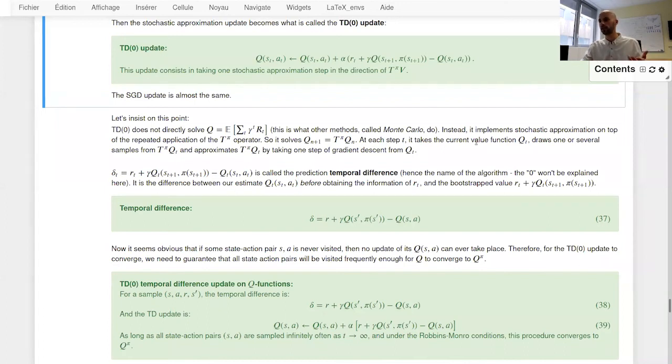At each time step t, it takes the current value function Q_t, draws one or several samples from T pi Q_t, and approximates T pi of Q_t by taking one step of gradient descent or one step of stochastic approximation from Q_t. This is something I really insist on, because this is what makes temporal difference methods powerful. The difference between R_t plus gamma Q_t of S prime minus Q_t of S and A is what we call a prediction temporal difference, which is what gives its name to the algorithm. It is the difference between our estimate Q_t of S_t, A_t before observing the transition and obtaining the information of R and S_{t+1}, and the bootstrap value after observing the transition, which is R_t plus gamma Q_t of S_{t+1}, pi of S_{t+1}. So in shorter notation, that temporal difference delta is written R plus gamma Q of S prime, pi of S prime minus Q of S, A.